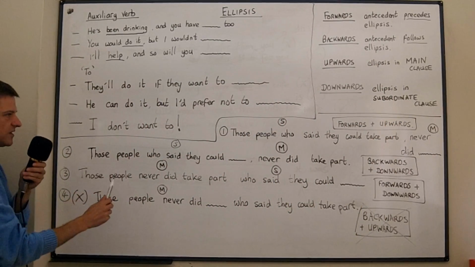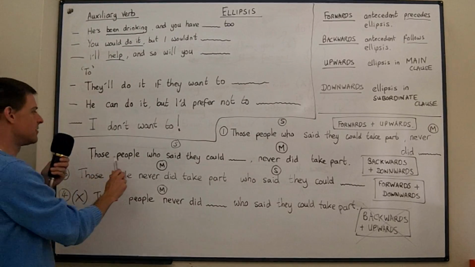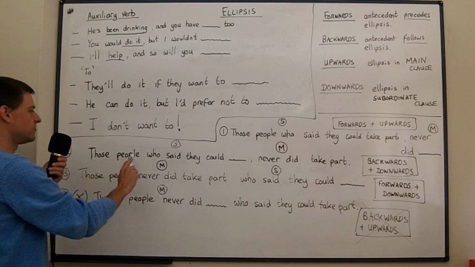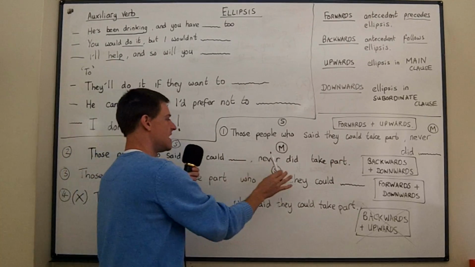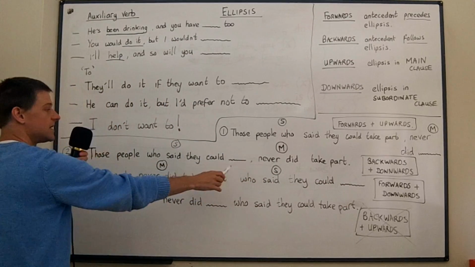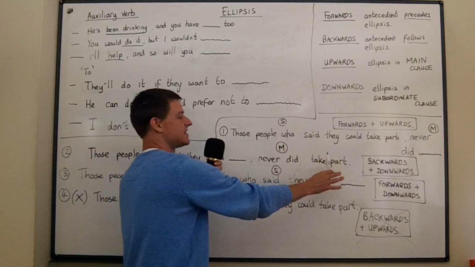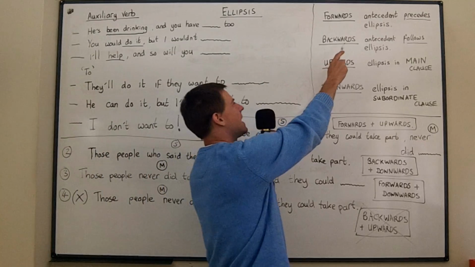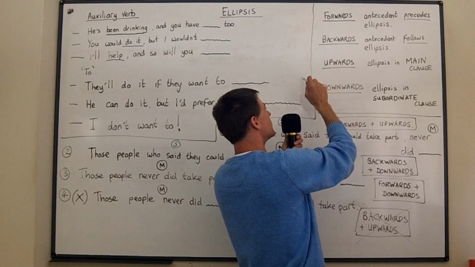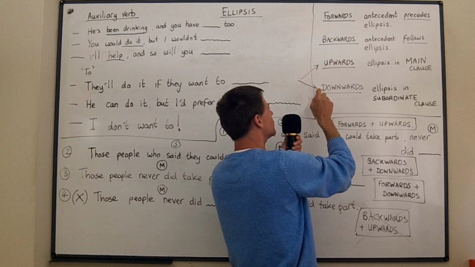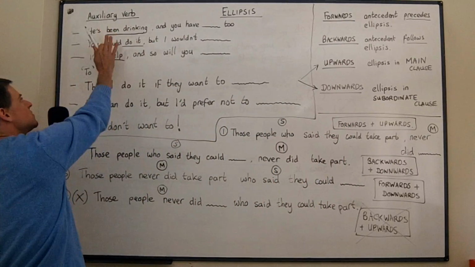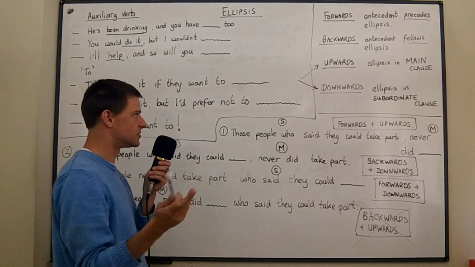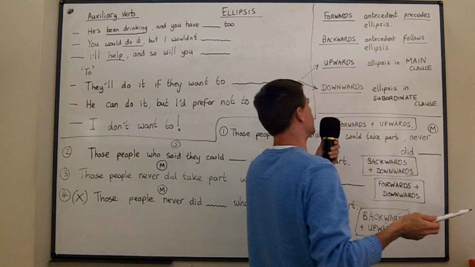And a good example of backwards ellipsis is number 2 down here. Those people who said they could never did take part. And what it means is those people who said they could take part never did take part. But we don't need to include it here. And so here the ellipsis comes first and the antecedent follows it. Actually, it comes later. So that's an example of backwards. Okay, but there's 2 more things to remember with subordinate clauses, subordinate and main clauses. If you've got 2 main clauses, you don't need to worry about upwards and downwards, because they don't go upwards or downwards, because there's just a main clause and a main clause.